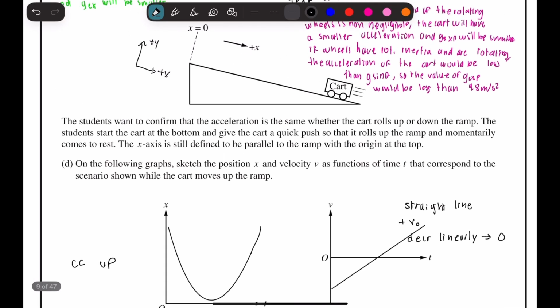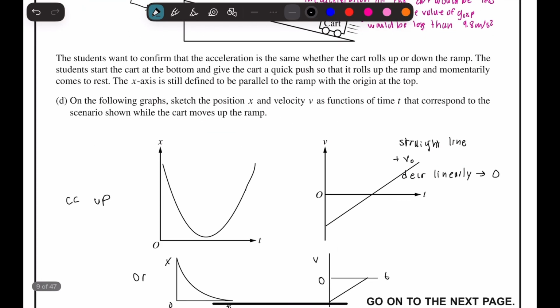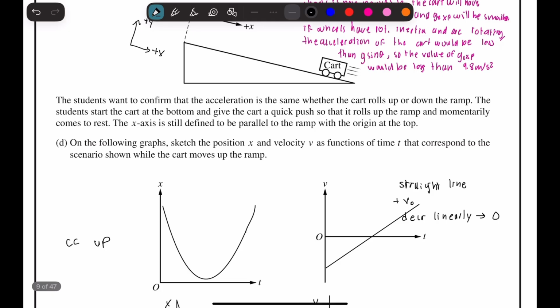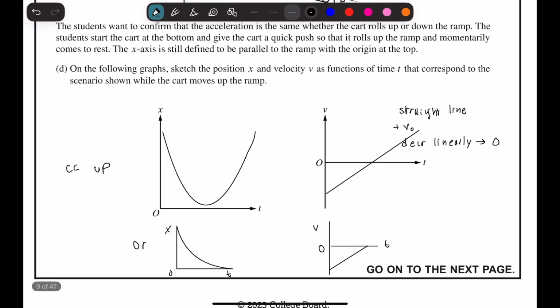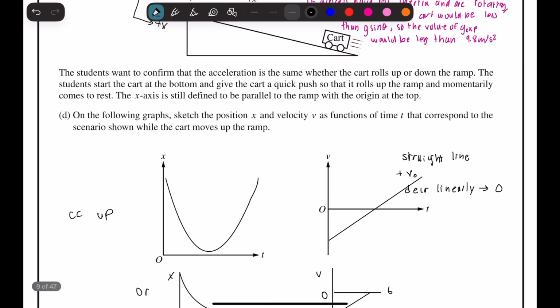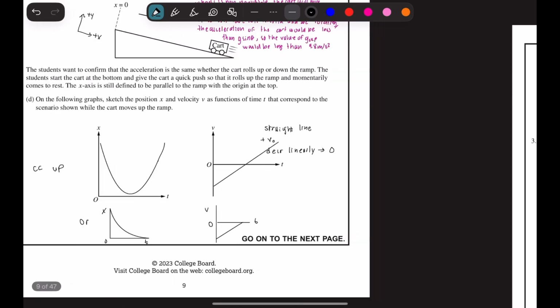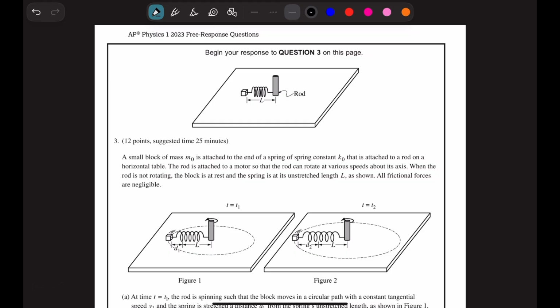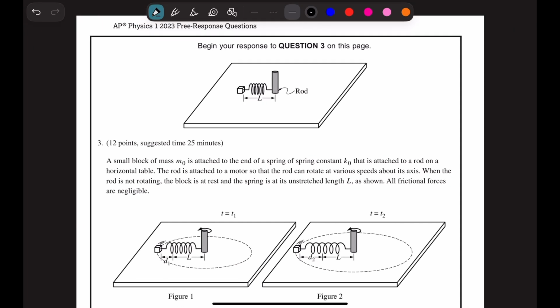So, when the cart moves up the ramp, initially the x is going to be large, and then it goes down, and then after that it rolls back down the ramp, right? So that's why we see that for the position-time graph. And then for the velocity-time graph, initially it's negative velocity, then the velocity will be 0 for a moment, and then it will go up. So that explains that.